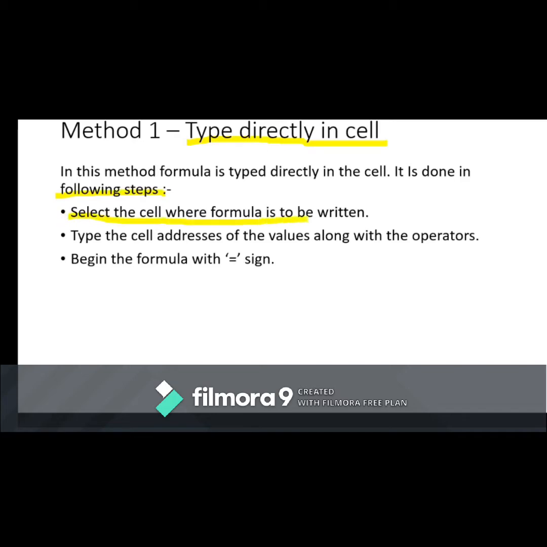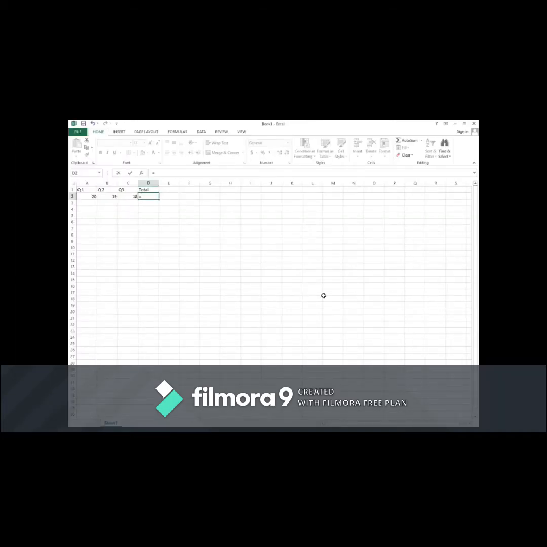Second step is to type the cell addresses of the values along with the operators, meaning whatever function you have to perform on the values, that operator will be used. And do remember to begin the formula with the equal to sign. Now let me demonstrate how we are going to work with the first method, that is by typing directly into the cell. First, I told you that we have to select the cell where we have to enter the formula.